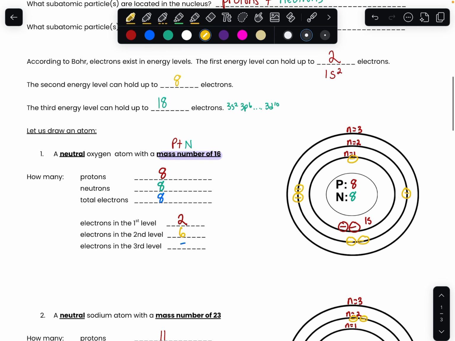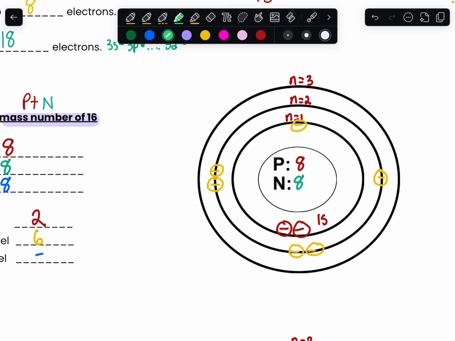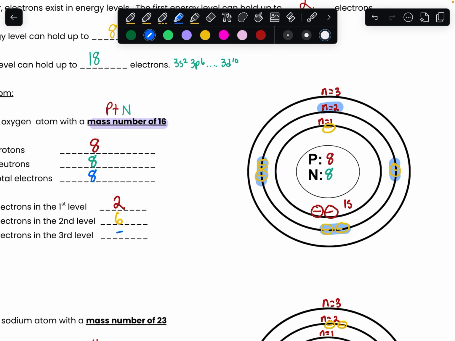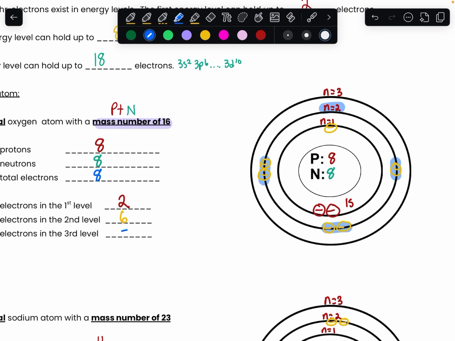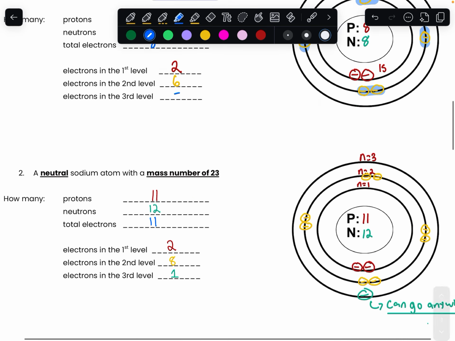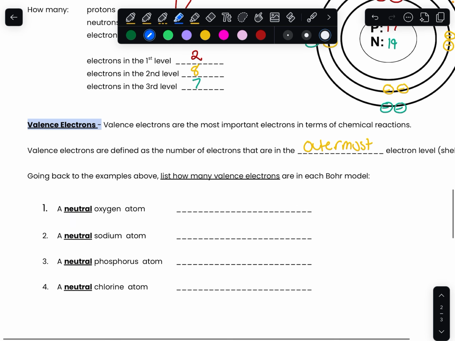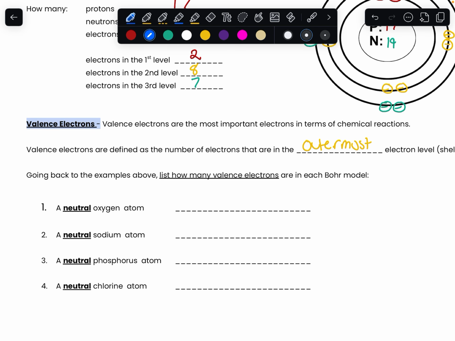If I look at oxygen, I'll look at my outermost electrons, the highest energy levels that the electrons are hanging out in. In this case, it is the energy level of 2. So how many electrons are there? I have 2, 4, and I have 5 and 6. So I would say that the oxygen atom has 6 valence electrons.